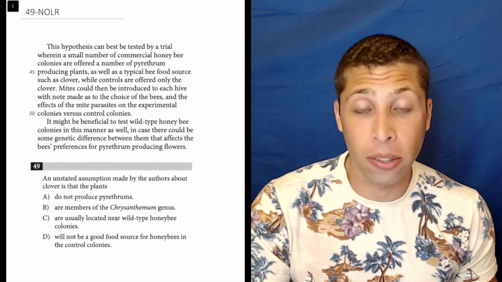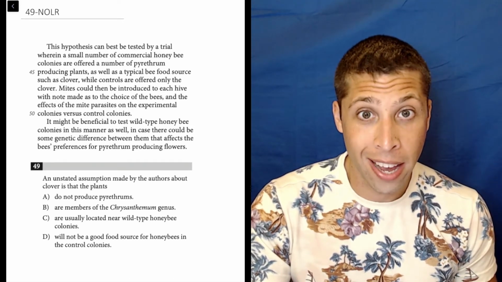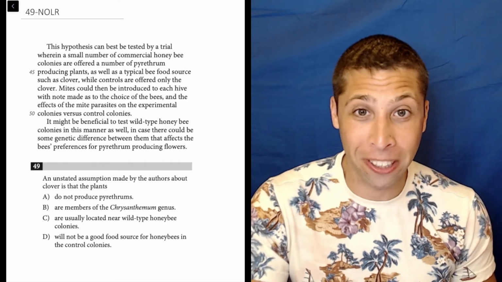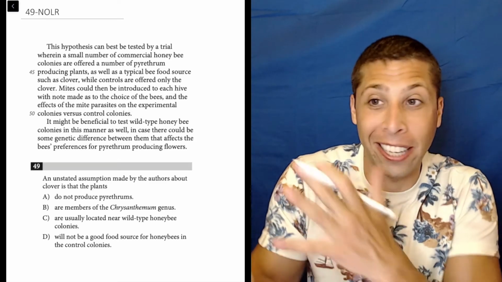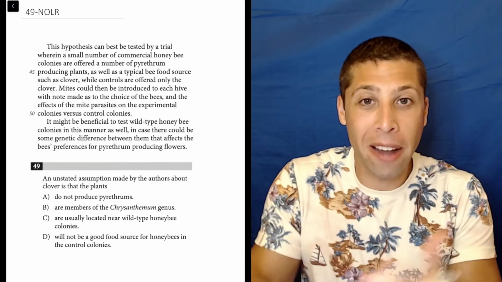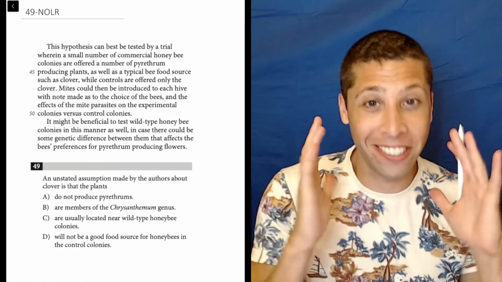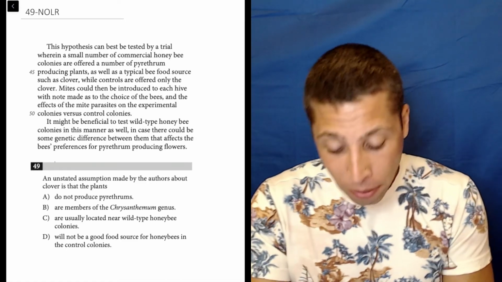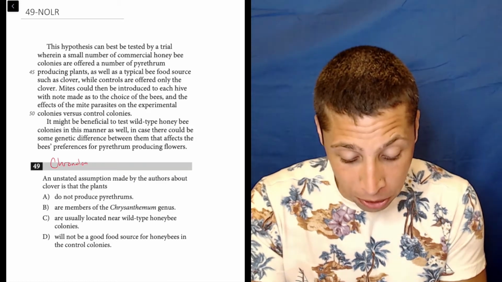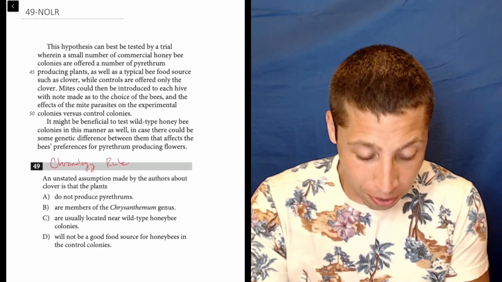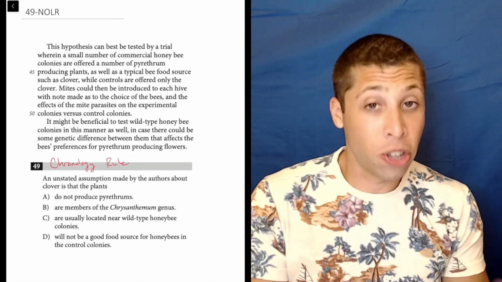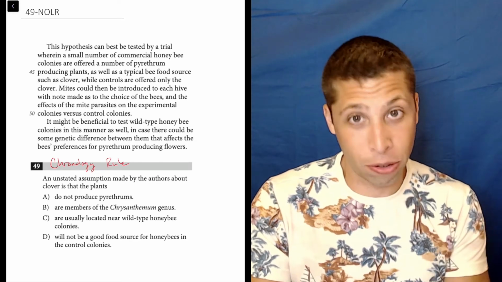sift through all this science and try to understand an unstated assumption. Like, how is that even possible that I can find a line reference about an unstated assumption? This is just not good from the start. However, remember, we have the chronology rule, so at least that'll give us something to think about. The passage is supposed to generally be in the order of where the answers are in the line.